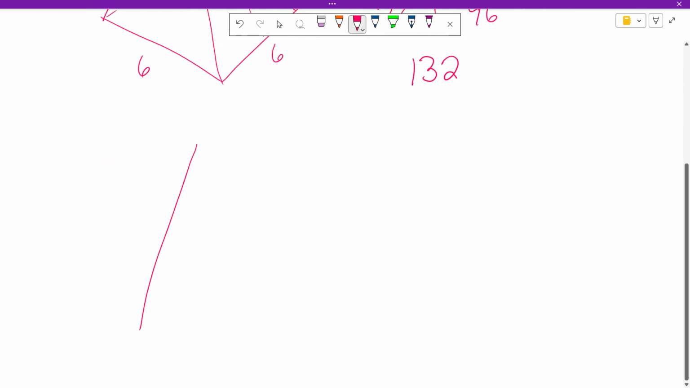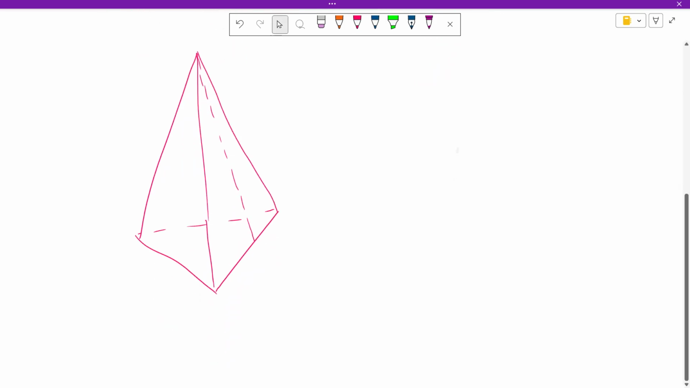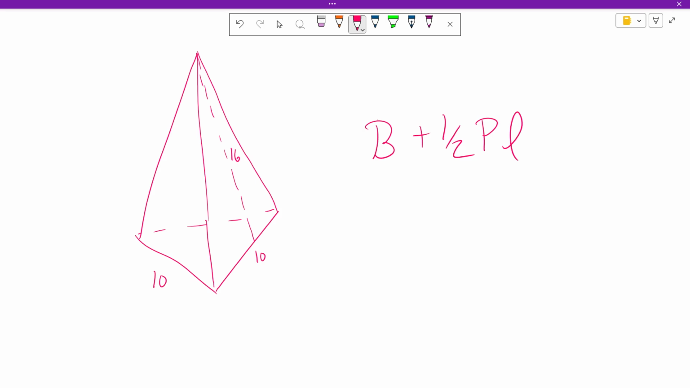If we have a triangular based pyramid, as long as we have the slant height and one edge, let's say this is an equilateral triangle. So this is 10 and this is 16. Okay. If it's 10 on each side, we need to find the area of the base plus 1/2 the perimeter of the base times the slant height.